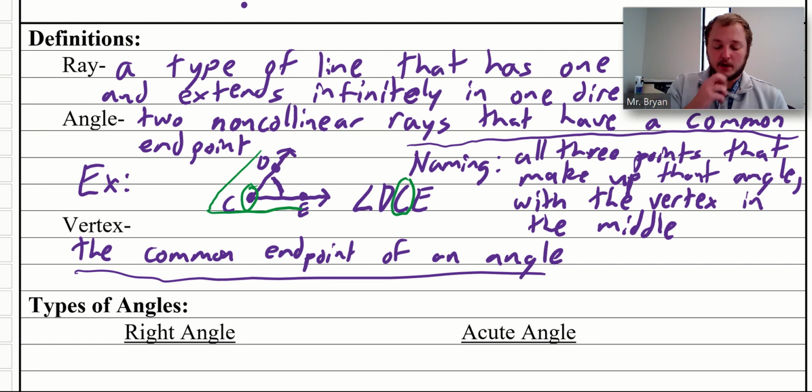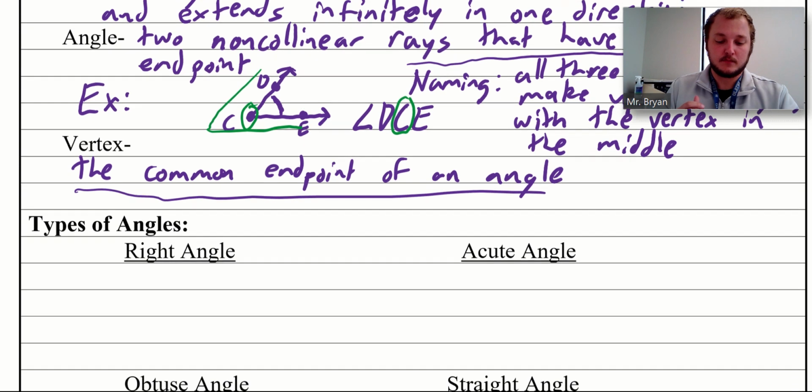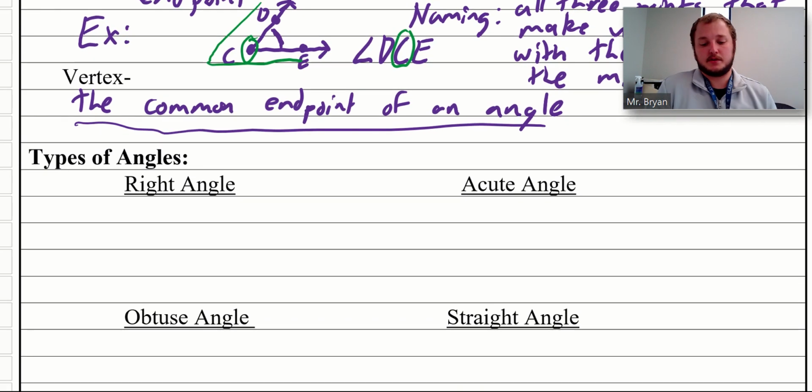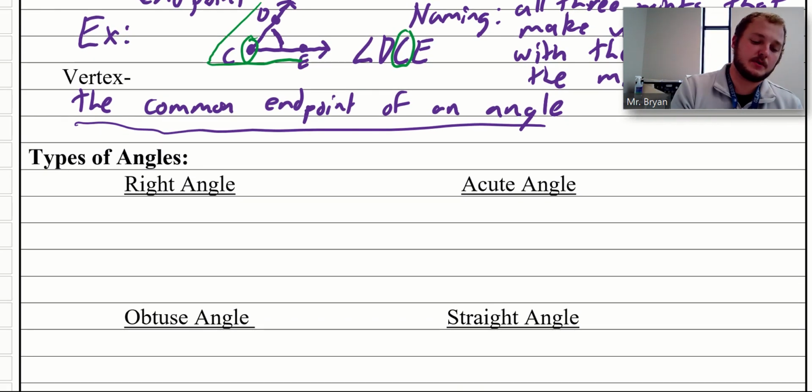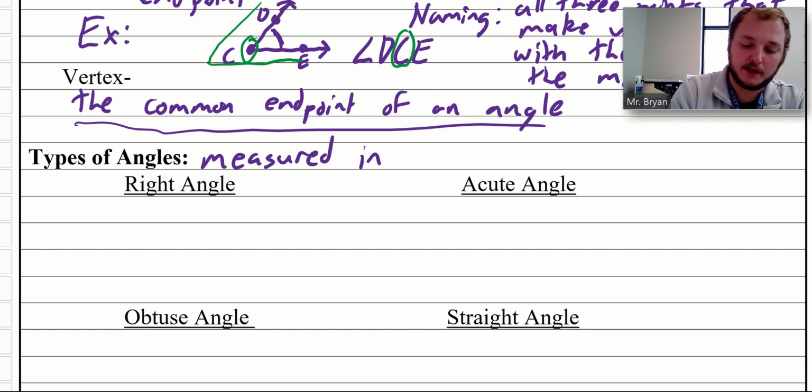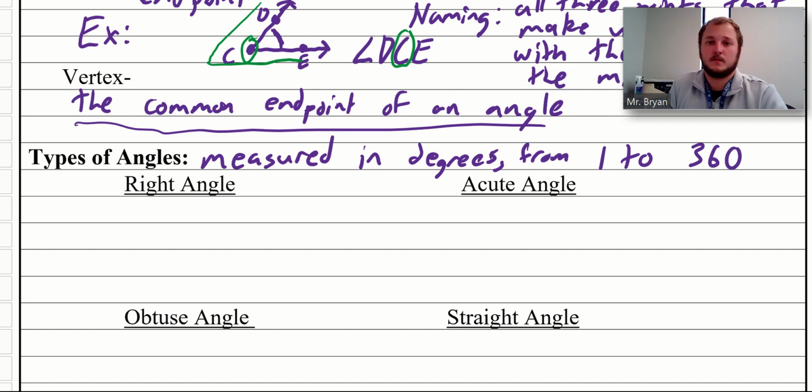One other thing that we can mention with angles is that we measure them in degrees. I want you to write types of angles, and I'm going to add this before we get on to the types of angles: measured in degrees. Here I'll write out the degrees. That is the degree symbol. Measured in degrees from 1 to 360. Angles are measured in degrees from 1 to 360.